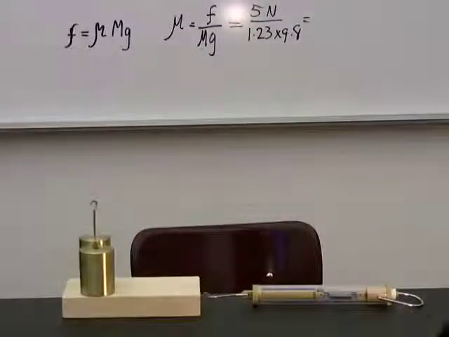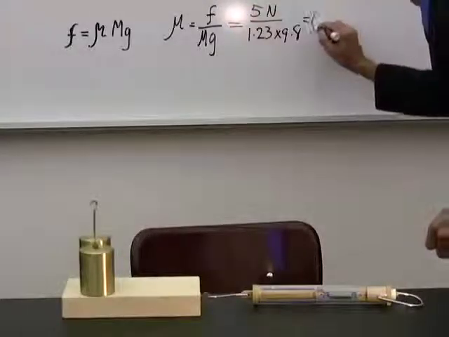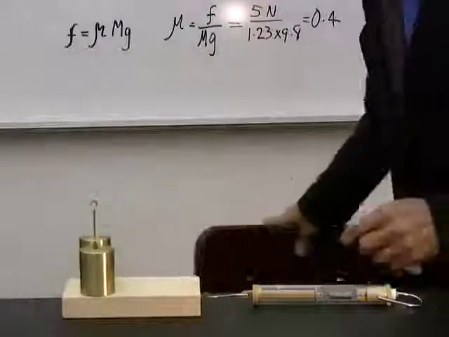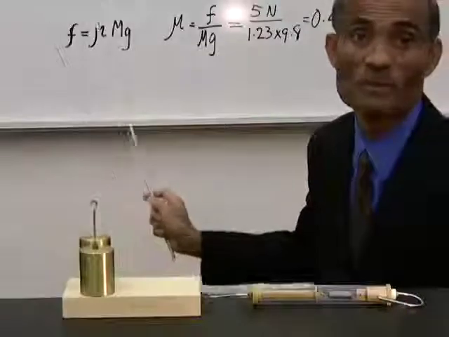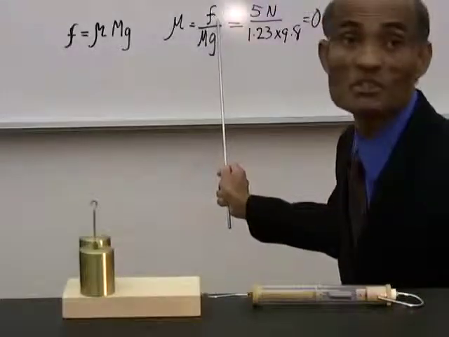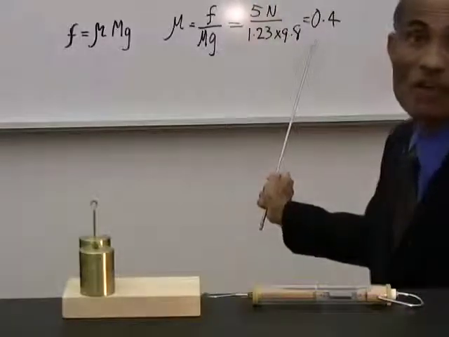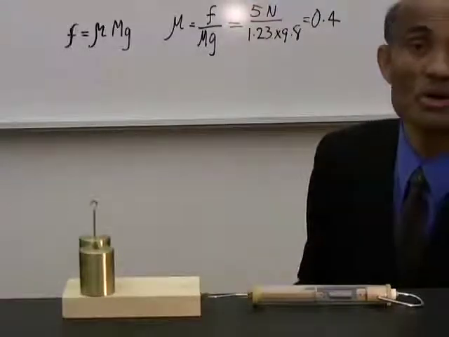Now, can you calculate that for me? Mu is 5 Newton divided by 1.23 times 9.8. That will be 5 divided by 1.23 times 9.8. I got this as 0.4. Now, tell me, what is the unit of this coefficient of friction? The force of limiting friction is measured in Newton. Weight of the block is measured in Newton. Therefore, coefficient of friction has no unit.